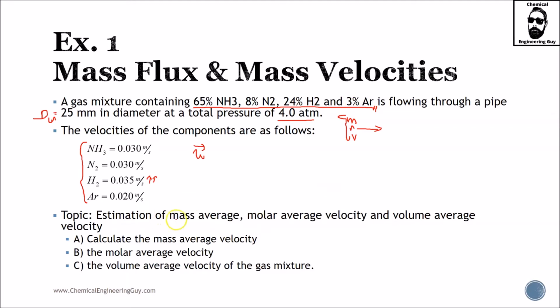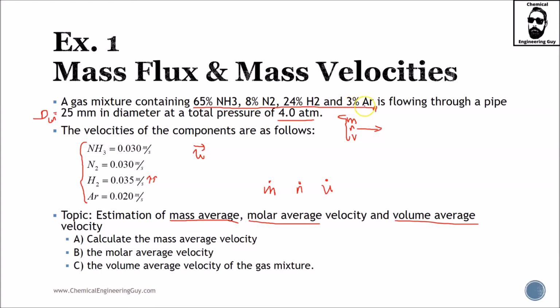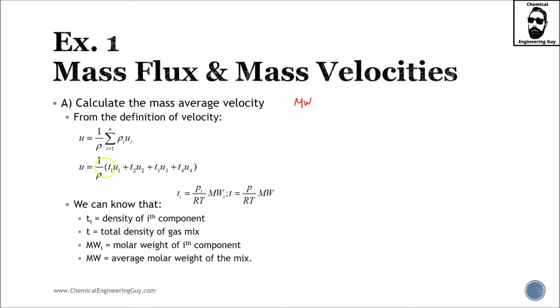And the topic is estimation of mass average velocity, molar average velocity, and volume average velocities. Okay, so essentially mass velocity, molar velocities, and volumetric velocity. And it goes respectively as calculate the mass average velocity, molar average velocity, and volume average velocity. First things first, let's go for mass. And as you can imagine, we will need to use molecular weight because we want to change these values, which we are assuming as moles, to the mass value.